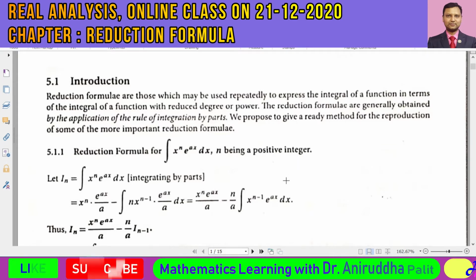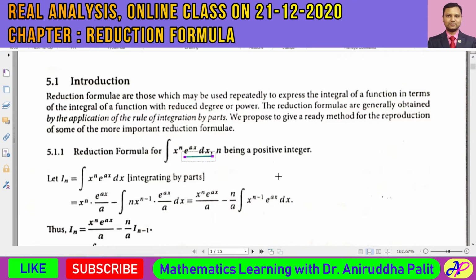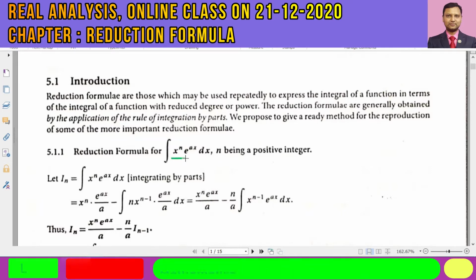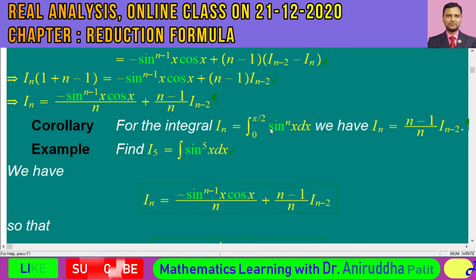Suppose if you want to integrate simply e to the power of x or e to the power of ax, you can directly integrate it. Similarly, if you want to integrate simply x to the power of n, you can integrate it directly. Here, we shall discuss this kind of expression.